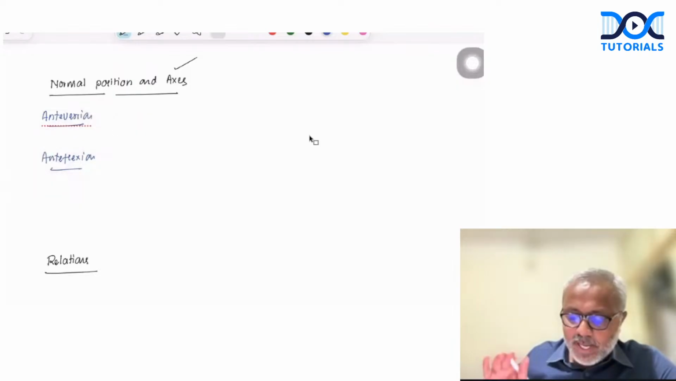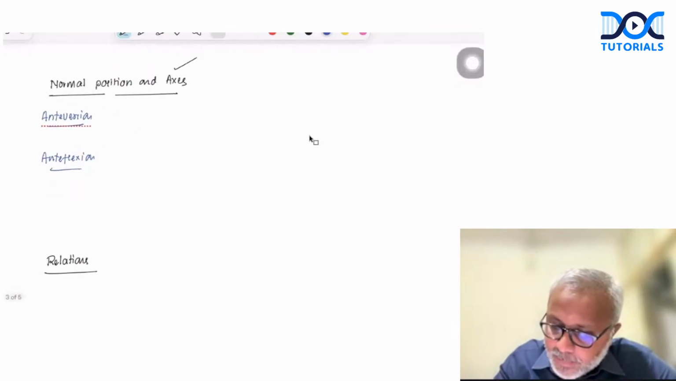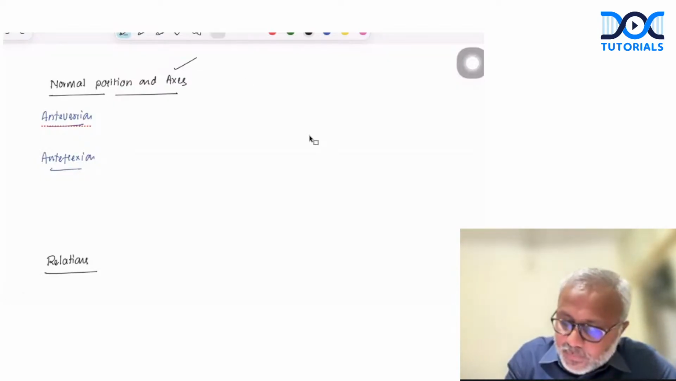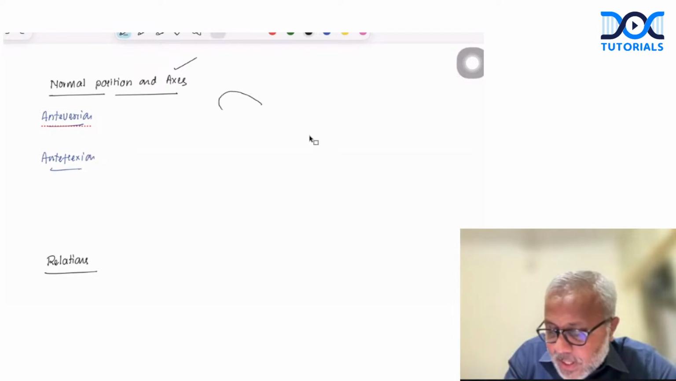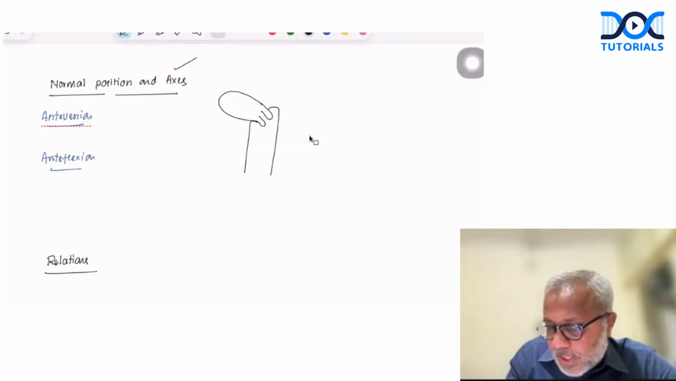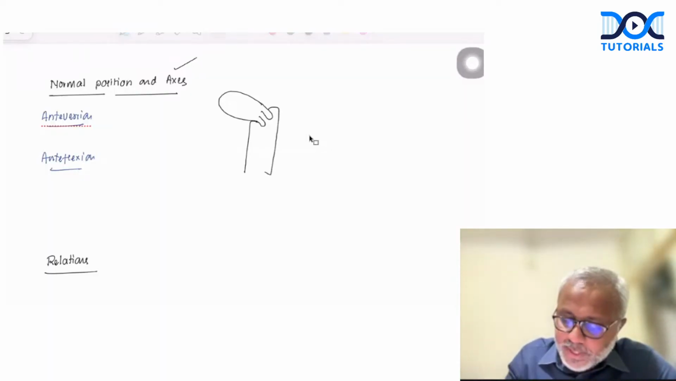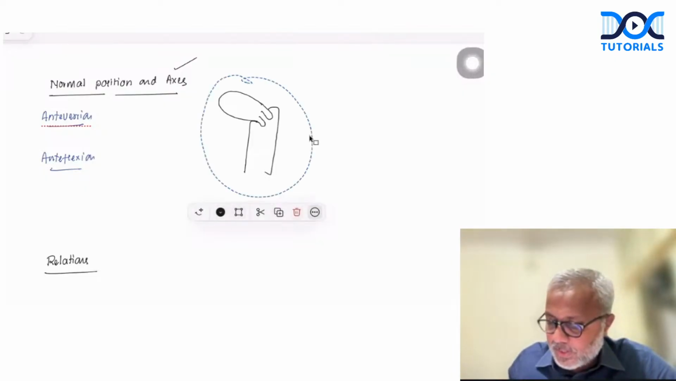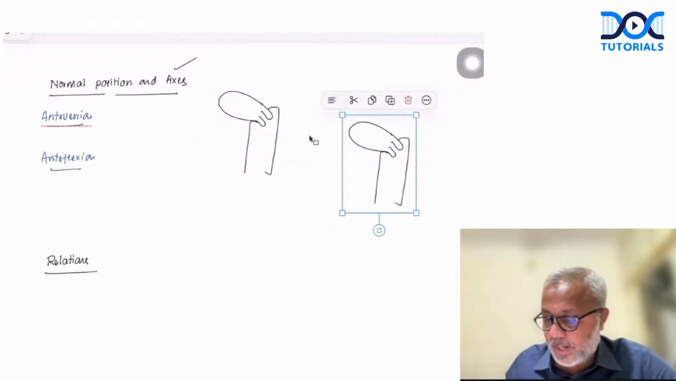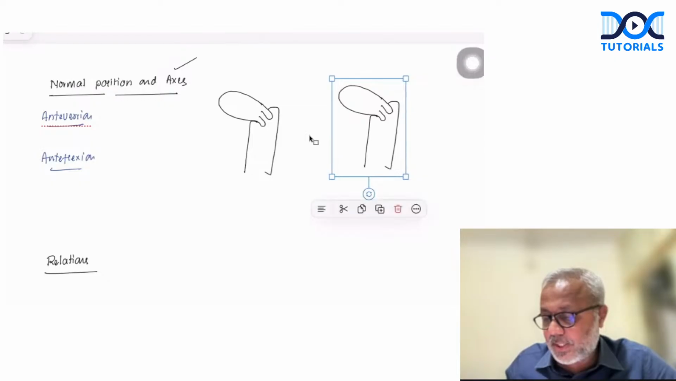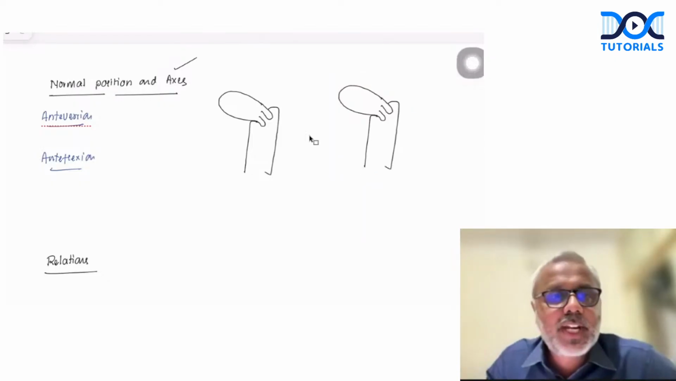Right. So what do we mean by anteversion? Let's draw a simple diagram. So let's imagine this is the outline of the uterus and this is the outline of the cervix. And here we have the anterior vaginal wall and here we have the posterior vaginal wall. We will just copy this diagram as it is, right? Done. Now I'm copying it to explain the difference between anteversion and anteflexion.